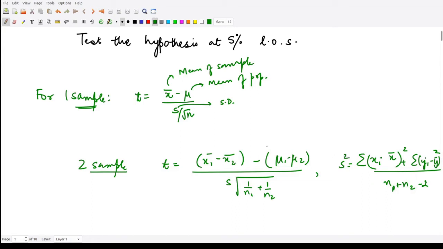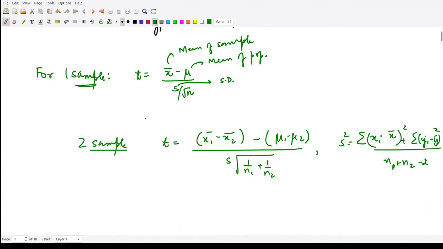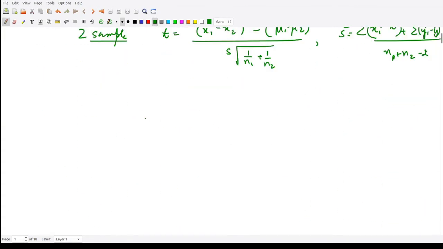Now in this case, how many formulas are given to you? You are given three formulas, A, B and C. So that means here more than two samples are given to you. So if we are to apply the t-test here, how can we apply that? We are to compare the mean time for formula 1, is it equal to mean time for formula 2, or mean time for formula 3 C? Or we are to determine out of the formulas A, B and C which one is better. So this is what we wanted to see.